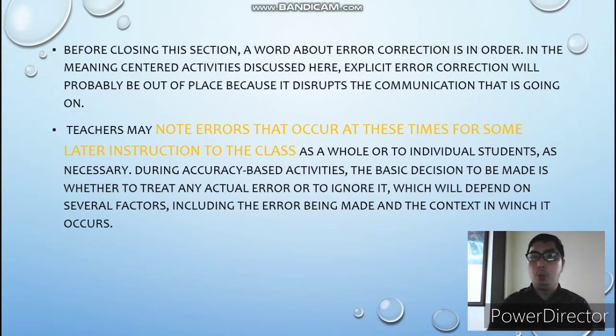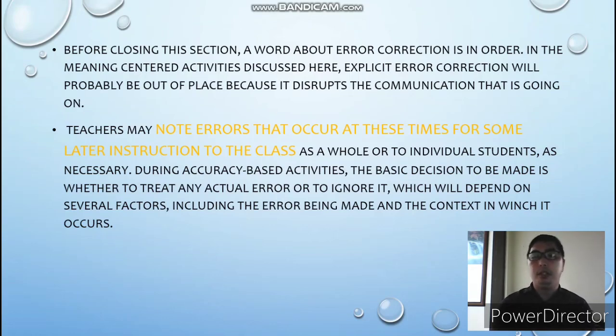Before closing this section, a word about error correction is in order. In the meaning-centered activities discussed here, explicit error correction will probably be out of place because it disrupts the communication that is going on. Teachers may note errors that occur at these times for later instruction to the class. Do not interrupt the communication, but just note the errors. As teachers, we can just note the errors which our students commit as a whole or to individual students as necessary during accuracy-based activities. The basic decision to be made is whether to treat any actual error or to ignore it. So it depends on you whether you ignore or whether you treat.